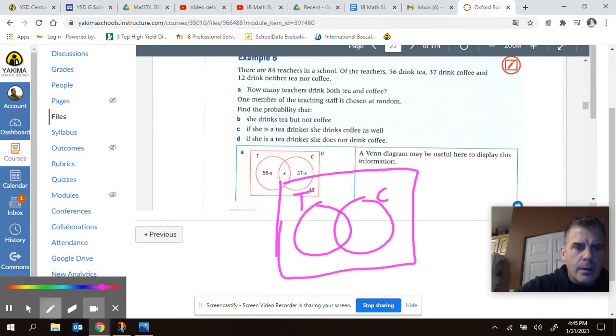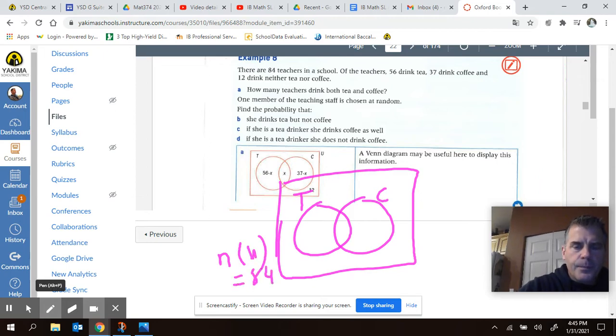So N of U is equal to 84. We know that overall there's 12 that don't drink either. And so from that, you should see that we have 72, because 72 of them are going to be in this tea and coffee and overlap thing. So tea and coffee together with the overlap should be 72.